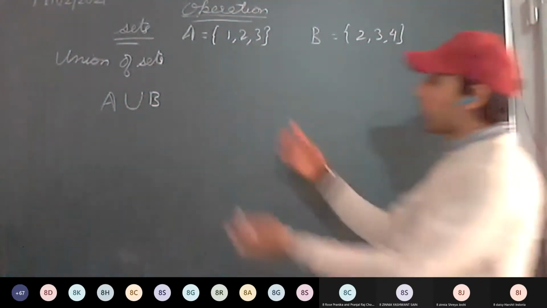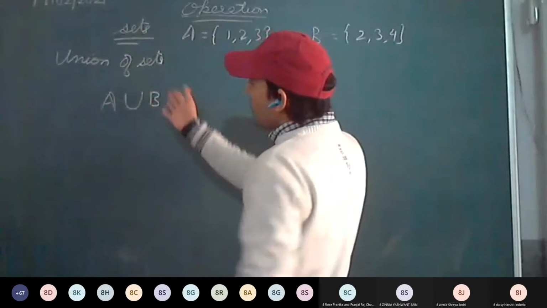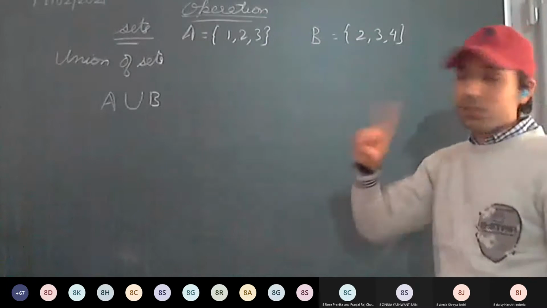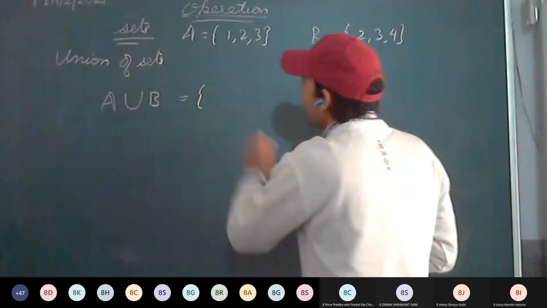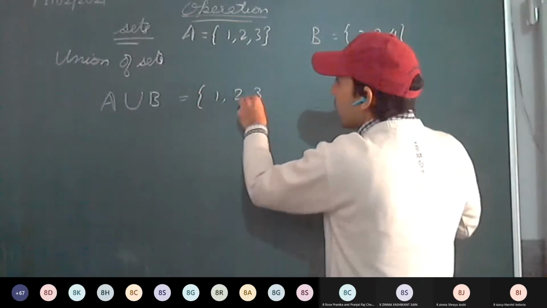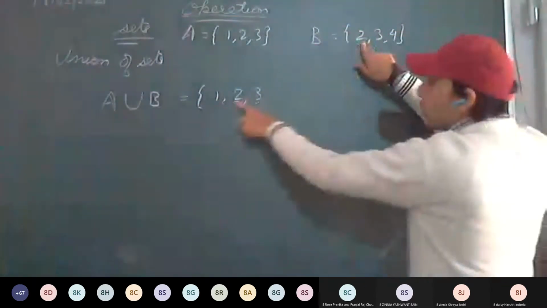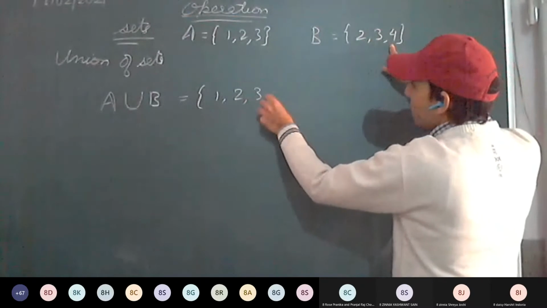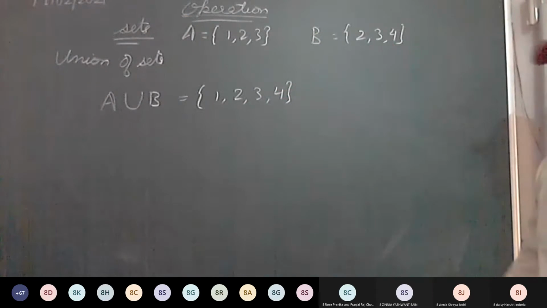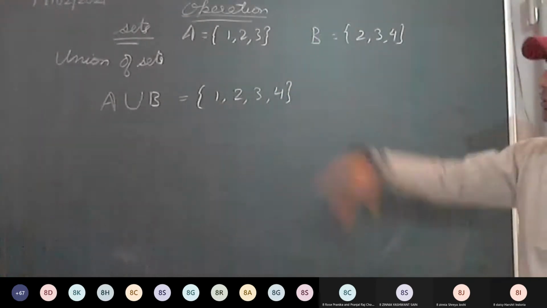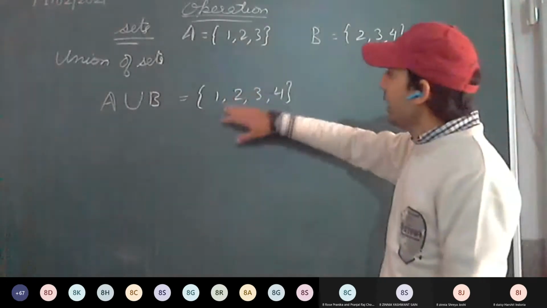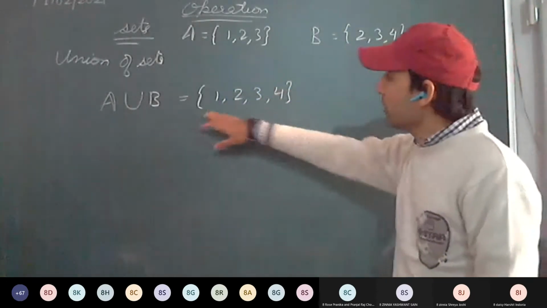What will we be doing? We'll put all the elements of A in this cup, and all the elements of B in this cup. For A union B, put all the elements of A, 1, 2, 3. Then the elements of B: 2 is already there, 3 is already there, 4 is not there, so 4. Understood? A union B means all the elements are put together, whether contained in A or in B.